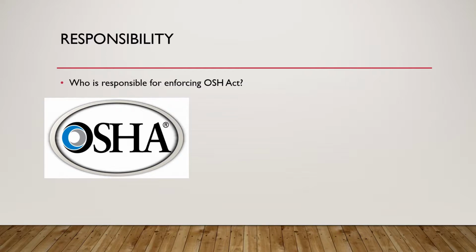OSHA will conduct inspections when a complaint is filed, a death happens, or imminent danger is likely. Since its establishment in 1971, workplace fatalities have been cut by 60% and occupational injury and illness rates by 40%.